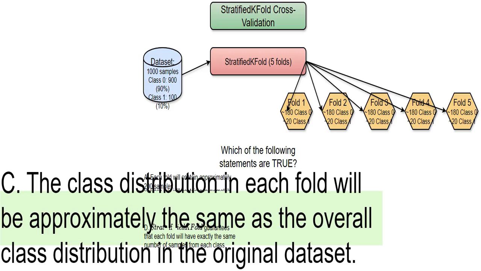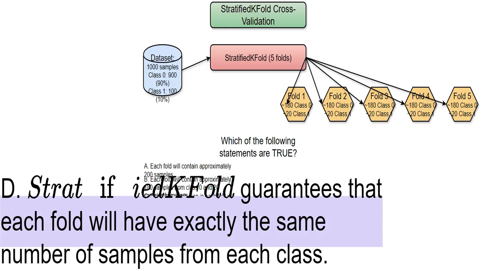StratifiedKFold preserves the class ratios across the folds, which is why option B is true. It aims to make sure each fold is a mini representation of the whole dataset. Incorrect.